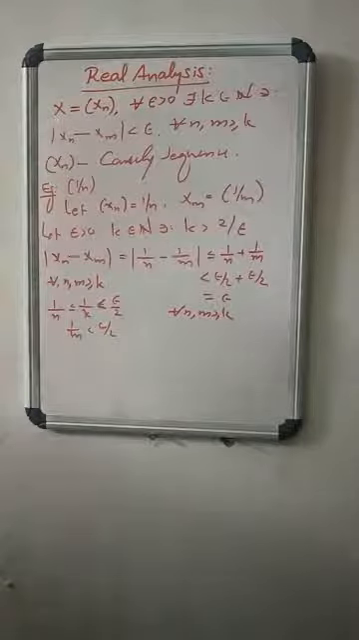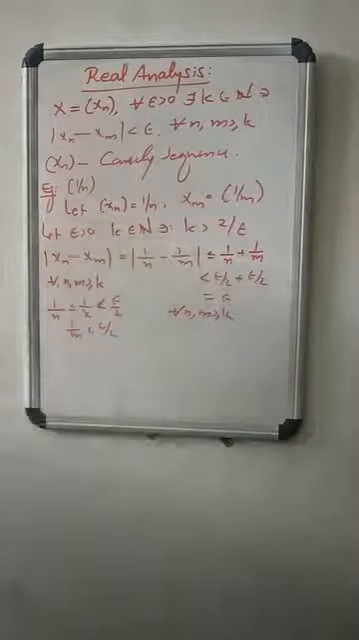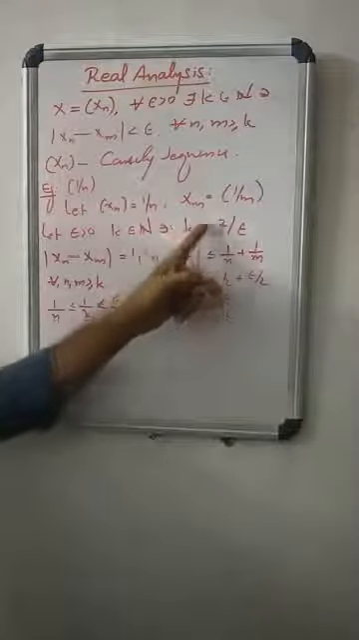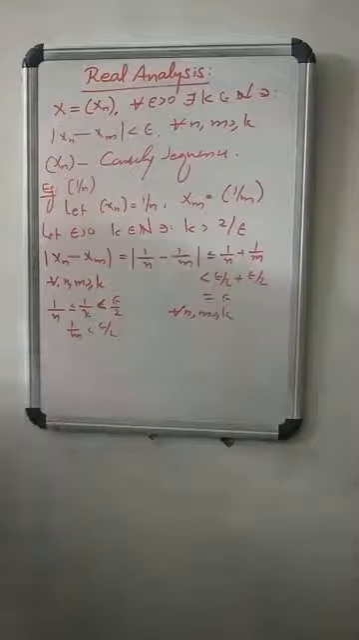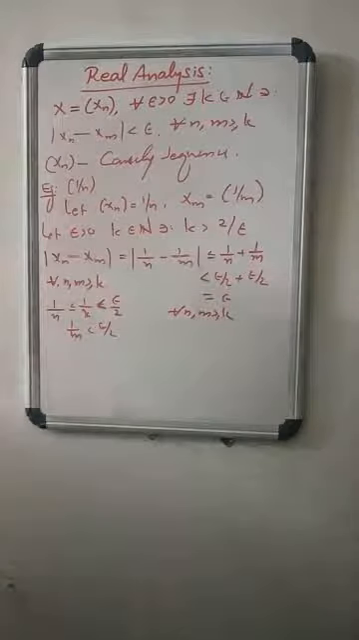Agree? So you can choose k in this way: k greater than 2 by epsilon. So for all n, m greater than or equal to k, surely 1 by n is strictly less than epsilon by 2 according to this choice. Similarly, 1 by m is strictly less than epsilon by 2. So modulus of xn minus xm is strictly less than epsilon.